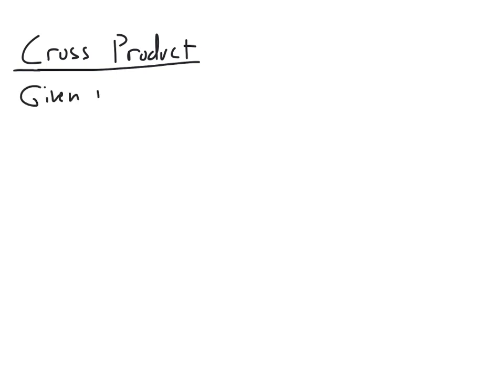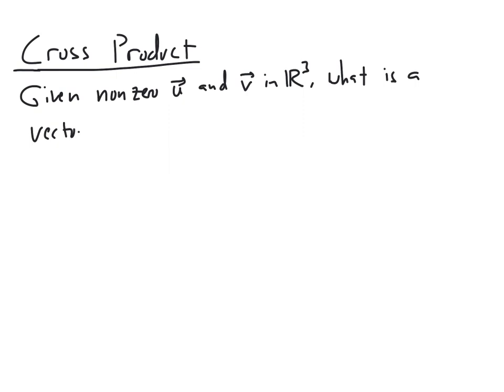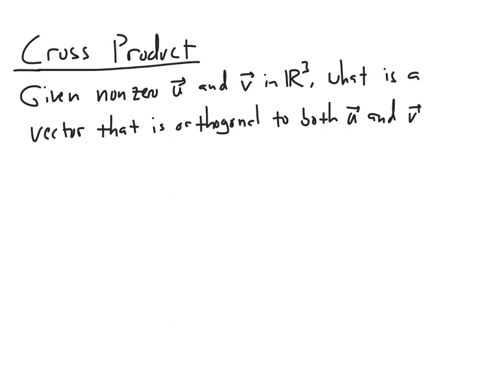If we're given non-zero vectors u and v in R3, what is a vector that is orthogonal to both u and v? So in other words, we want to find a vector that is mutually orthogonal to two given vectors.